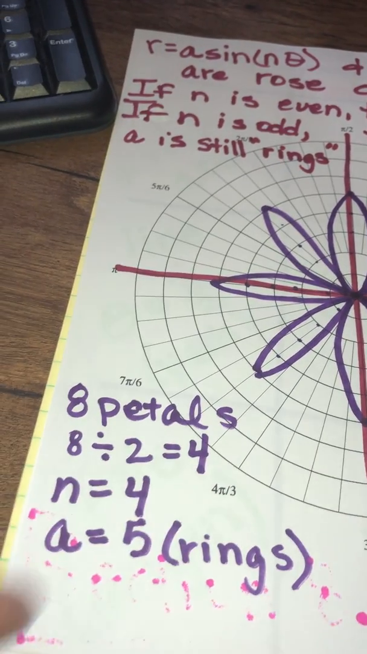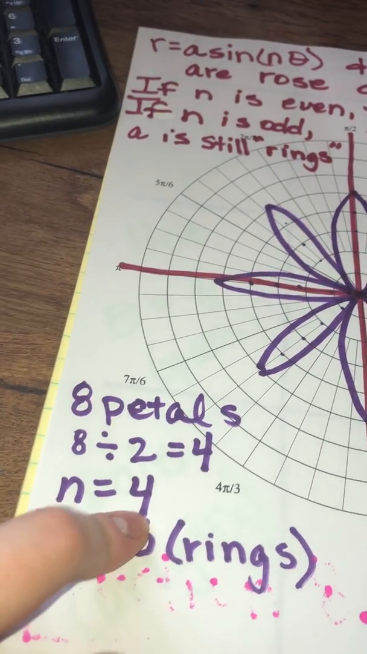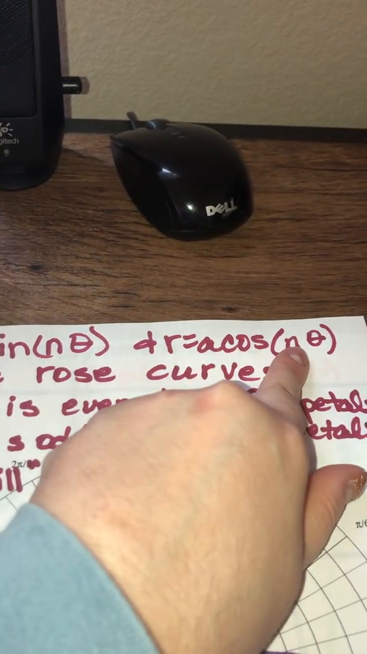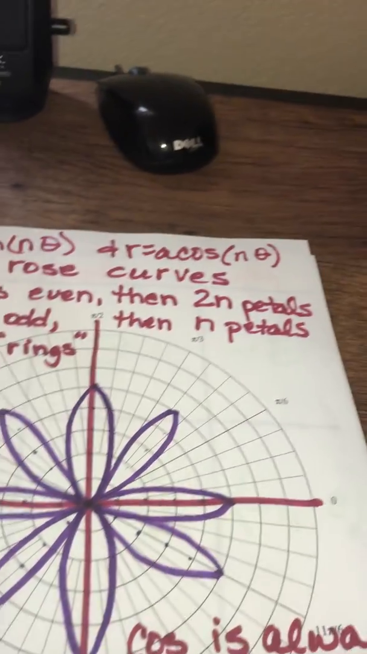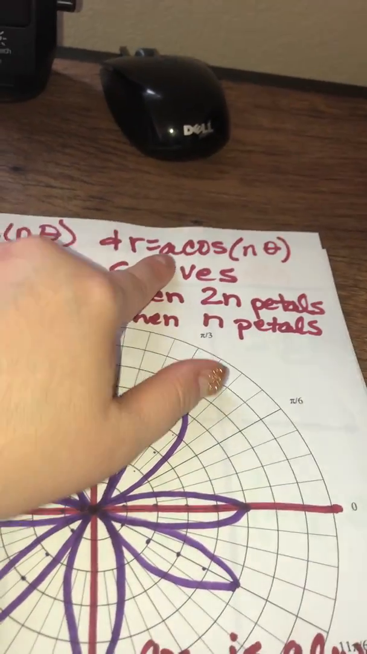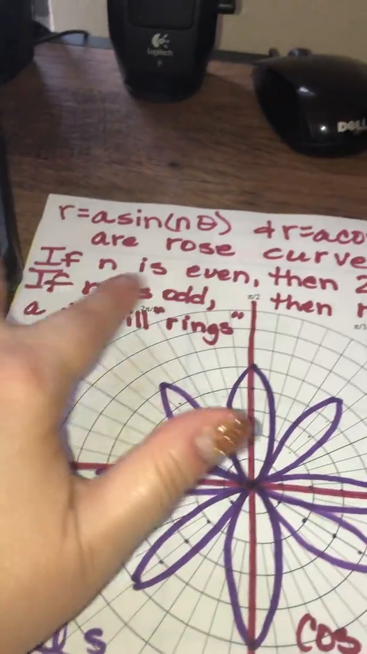So 4 is the number n. This 4 up here is going to be the number n. And again, we know it's cosine because it has a petal on the x-axis. And then the a is still the number of rings.